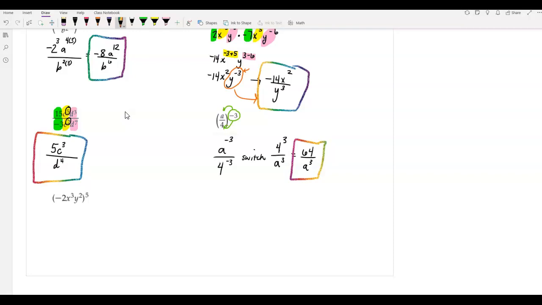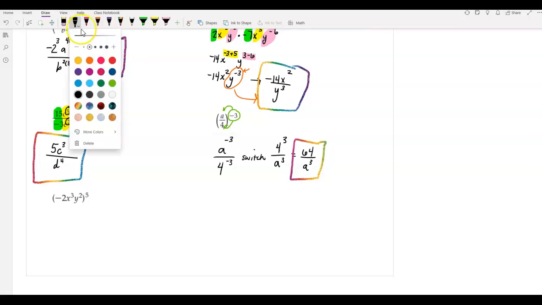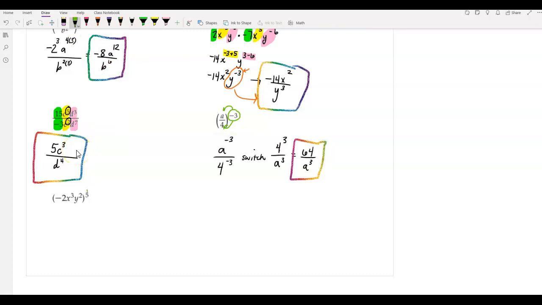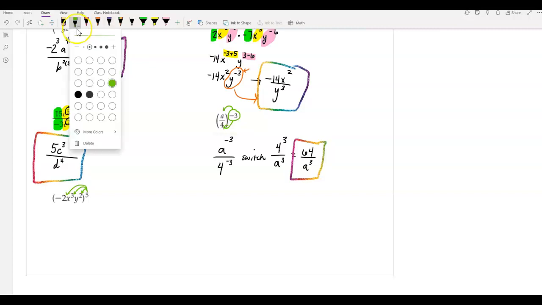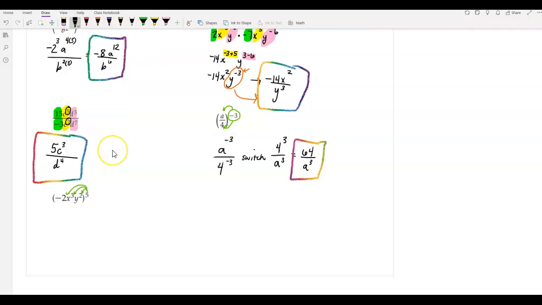All right, and then our last example for this set of notes, we have a power to a power, which means we have to distribute that 5 to every single term. We distribute it to the 2, to the 3, and to the 2. So when we rewrite this, we get negative 2 to the positive 5 exponent, x cubed times 5, y squared times 5.